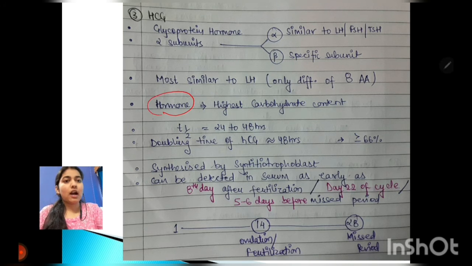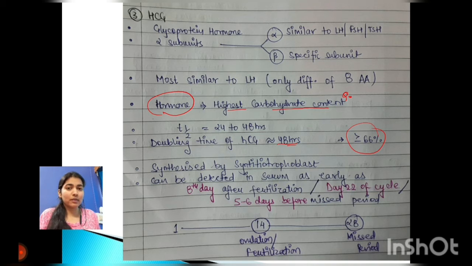This hormone has the highest carbohydrate content. Its half-life is 24 to 48 hours, and the doubling time of HCG over 48 hours is at least 66% in intrauterine pregnancy. But if you check the doubling time of HCG in ectopic pregnancy, you will find that it increases, but not by more than 66%.